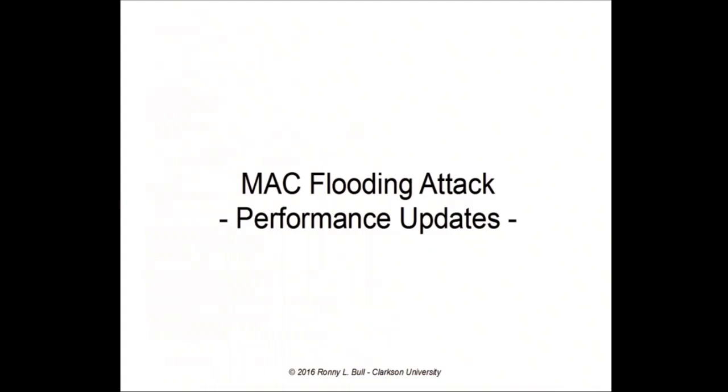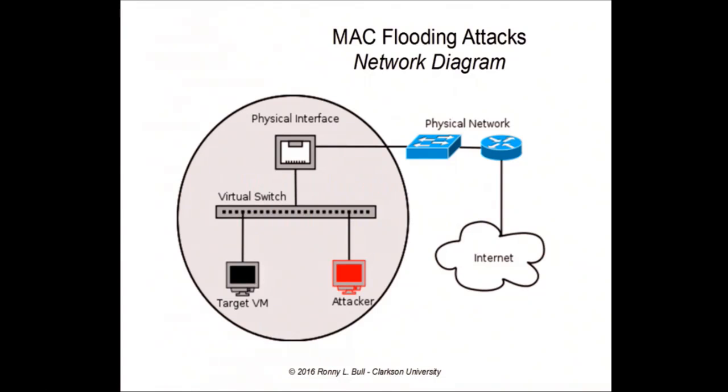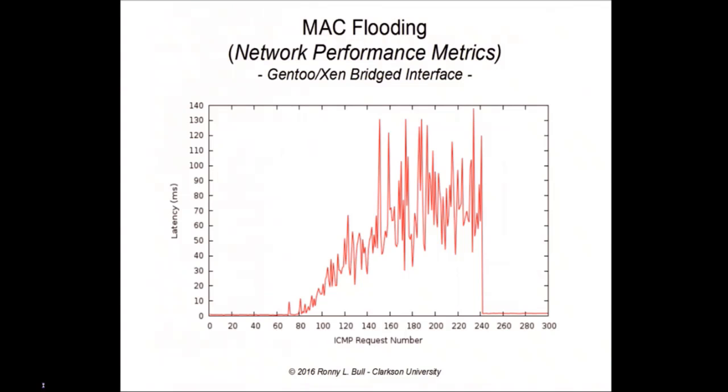Okay, so to kick things off, and also just to provide a good transition between what we did last year and this year, I'm going to give you a little update on the MAC flooding stuff. First, here's a simple diagram of the scenario in which we're doing MAC flooding attacks. Again, we have two VMs attached to a virtual switch. We have a victim, the target VM, and we have an attacker that's patched through to a physical interface that connects to a physical switch and the internet beyond. The target VM is just doing a set of regular pings, and we're going to see what happens to the performance of those pings when the attacker launches a MAC flooding attack.